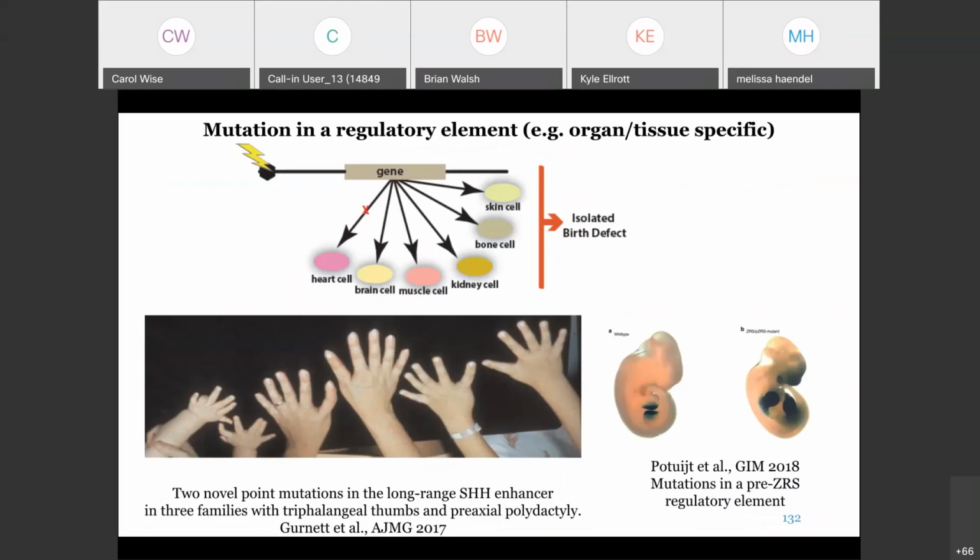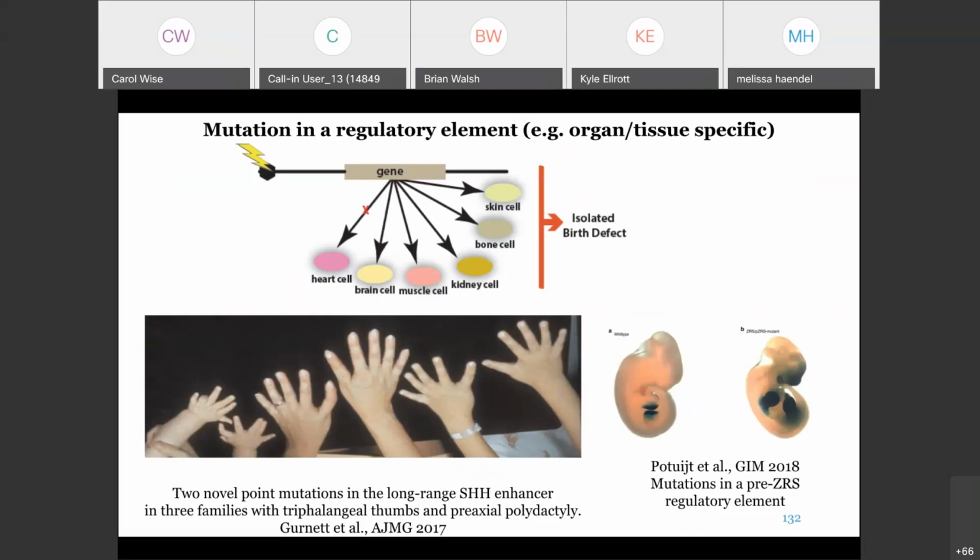So this is where we think really the money is for isolated birth defects. Where we have a mutation, where the lightning bolt is, in a regulatory element that controls that gene in a specific tissue that's developing, like the heart in this image. So even though that gene itself is expressed in all these tissues, and if you have a mutation in that gene, you would get a syndrome, if you get a mutation in the regulatory element that only affects that gene in those tissues, then you'll get a real isolated birth defect.